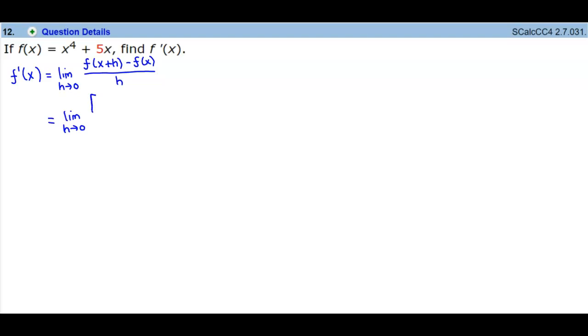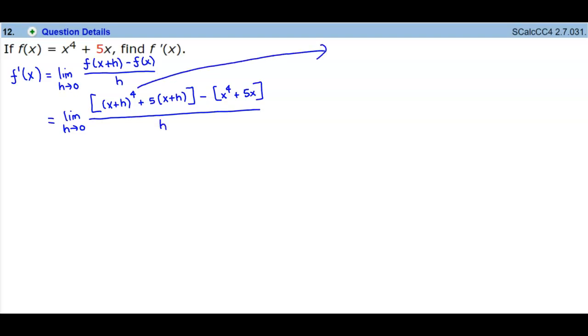So let's go ahead and evaluate our limit as h approaches 0. For the first function, we're going to substitute x plus h for the input. So we have x plus h to the fourth power plus 5 times x plus h, and then that's going to be minus the function x to the fourth plus 5x, and then we're going to divide that entire thing by h.